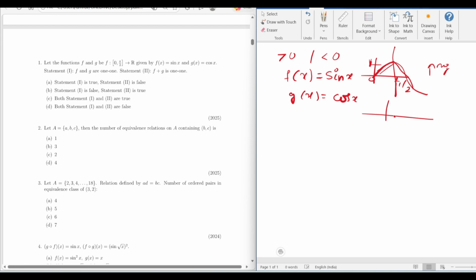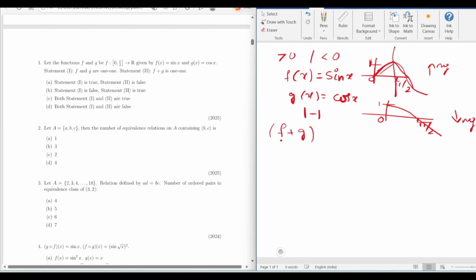Now when I take the function g of x which is equal to cos x, if you go with a similar pattern 0 and pi by 2, so what happens for graph of cos x? From 0 to pi by 2 it starts decreasing, and the value starts decreasing, that is it is a strictly decreasing function. So f of x is strictly increasing and g of x is strictly decreasing. If this is the case, we tell that the given function f of x and g of x is 1-1.